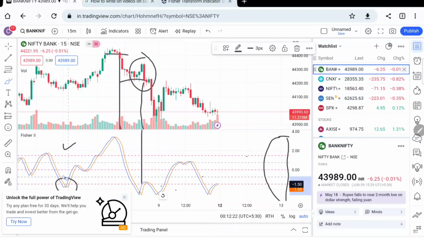Now coming here, let's say at this point the blue line crosses the red line, and here you can see we have an indication, we have a green candle. So we will take the call here, but our stop loss should be at this bottom line. If it comes here, we should come out of the trade.